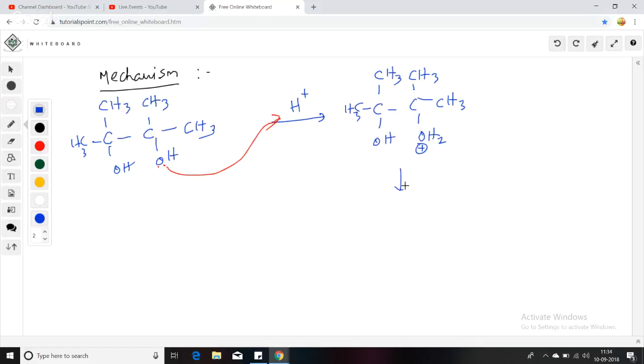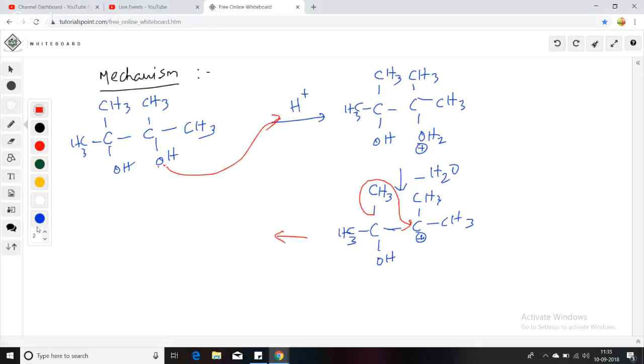Finally, this OH2 comes out, minus H2O, and we get C, CH3, CH3, positive charge on this, OH, CH3, and CH3 here. Now, in this, what happens? The rearrangement of methyl group takes place. Okay, and that's why we are calling it the pinacolone rearrangement. The methyl group takes this bond pair of electrons and attacks the adjacent carbon atom.